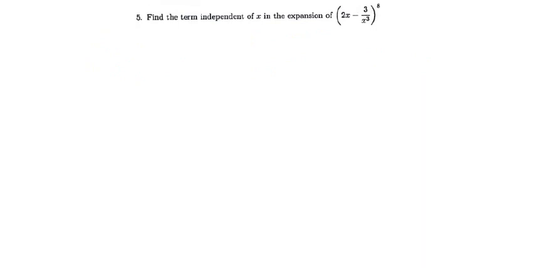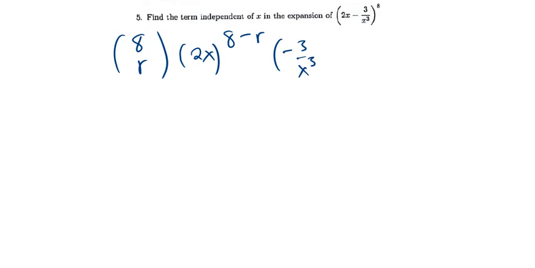Same question is repeated. So you will have 8 choose r, and then we have 2x in brackets raised to the power 8 minus r, and then negative 3 over x to the power 3, raised to the power r. Feel free to pause the video and try this one out. So for this part, x will be raised to the power 8 minus r. The other part, it will be 3 times that r, so that will be x to the power 3r.